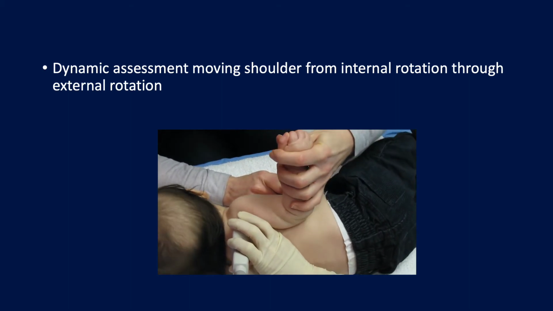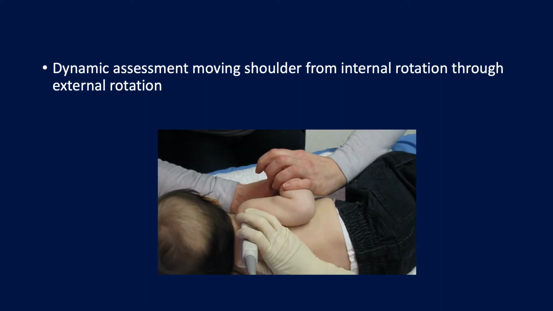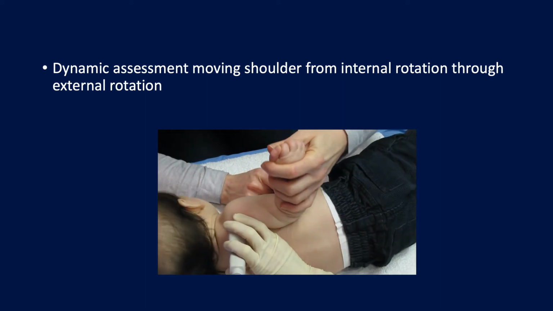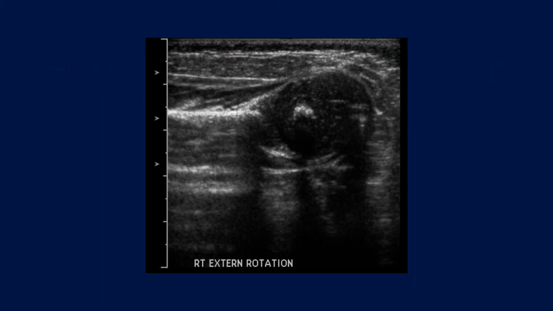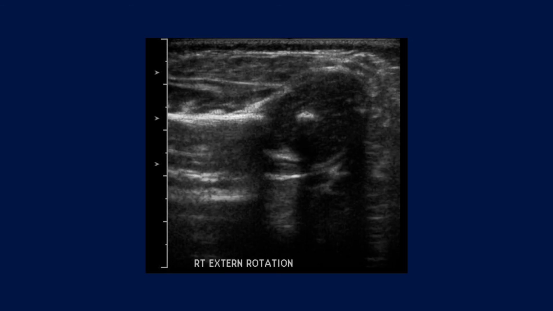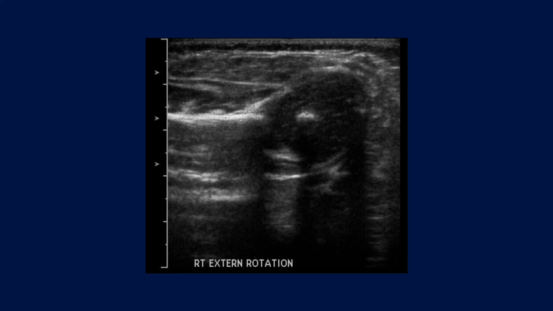We perform a dynamic assessment while moving the shoulder from internal rotation through external rotation, maintaining the elbow at 90 degrees of flexion to stabilize the scapula. And this is an example of the cine taken during motion of the shoulder from internal through external rotation. You can see the infraspinatus tendon moving the humeral head as the shoulder moves into external rotation.